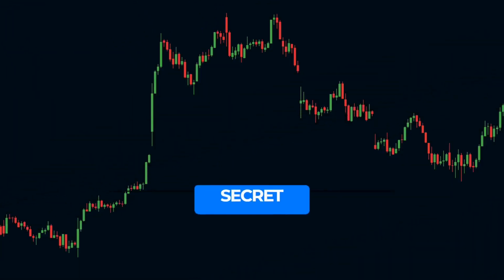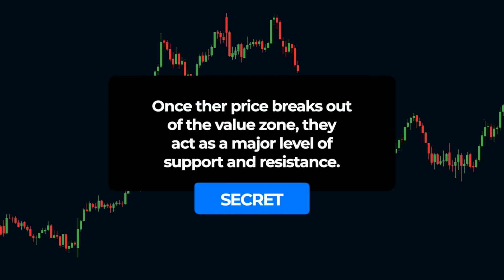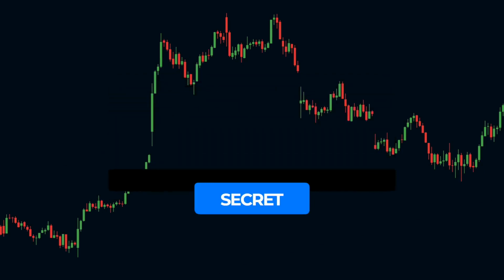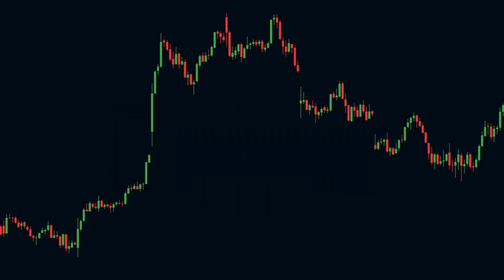I have noticed that once the price breaks out of the value zones, they act as a major level of support and resistance. Let me show you with an example.